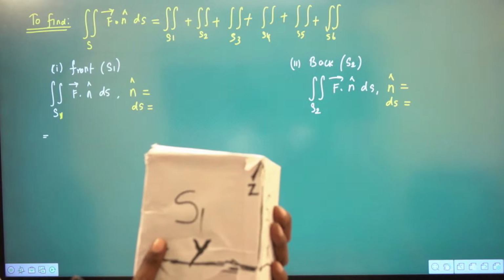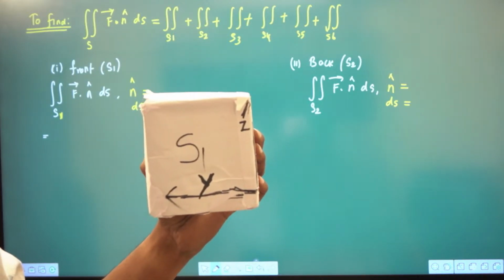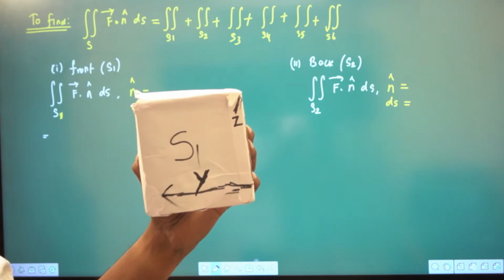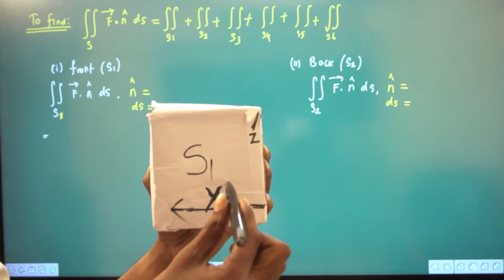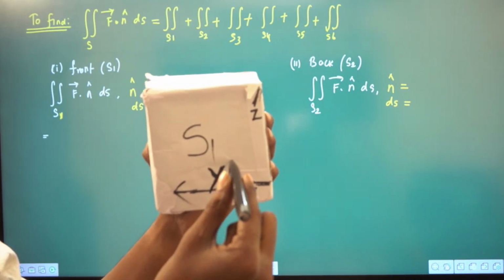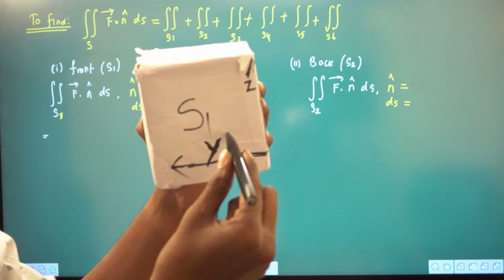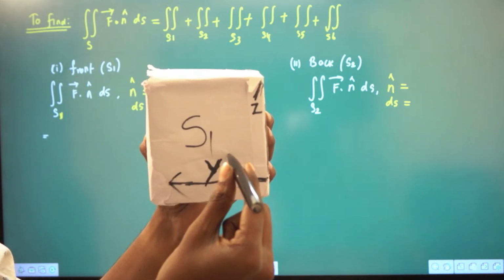X-axis, y-axis, this is z-axis. Now we have a face S1, right? Let us make a unit normal vector that is perpendicular to S1. So this pen is a normal vector that is perpendicular to S1.